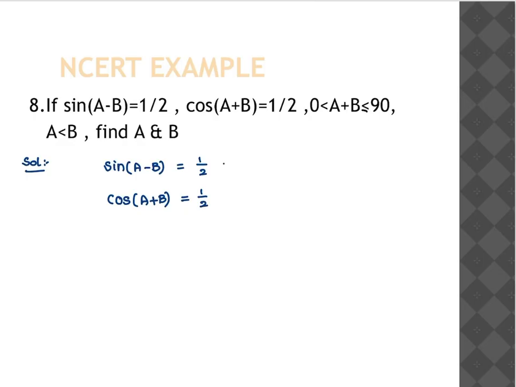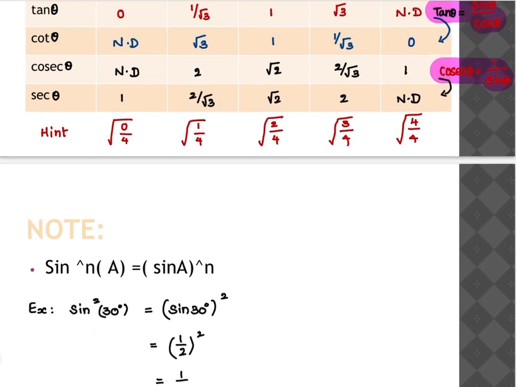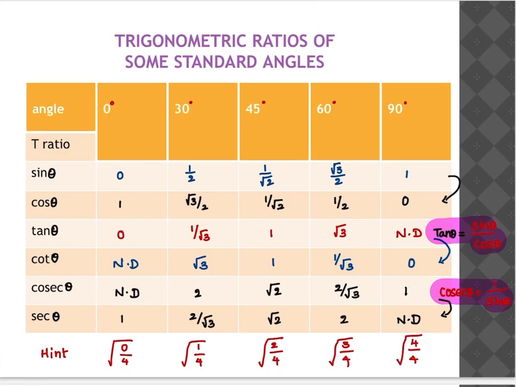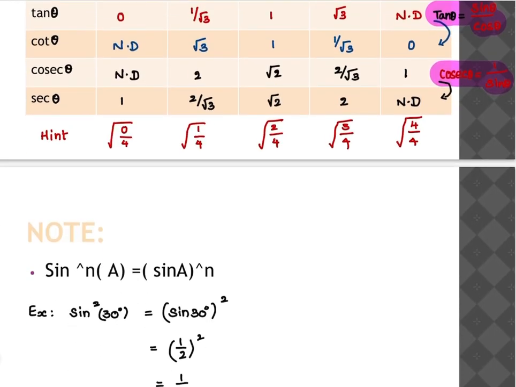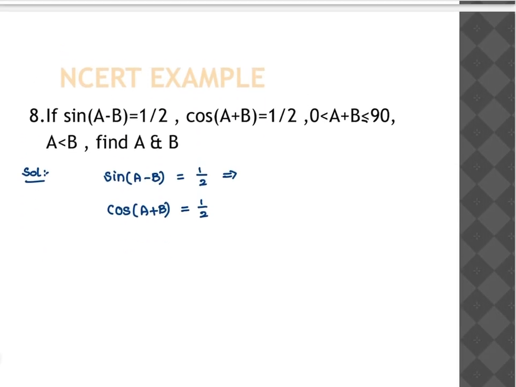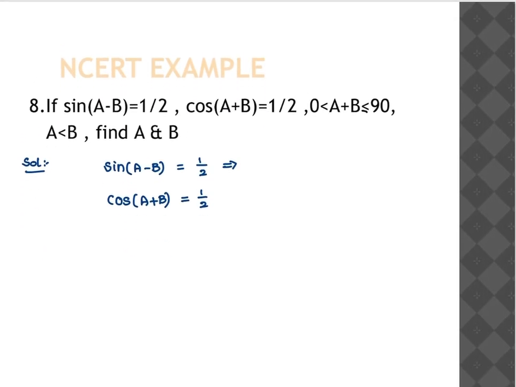So from this, sine of what angle is equal to 1 by 2? Let us check. If you observe carefully, sine 30 degrees is equal to 1 by 2. So in this example, in place of a minus b, we need to take 30 degrees. Then only it is possible. A minus b is equal to 30 degrees.